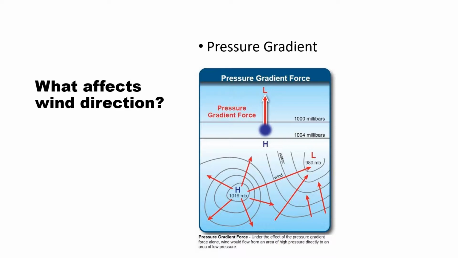High pressure has more air molecules and gets to be very crowded, meaning air molecules want a place to go that is less crowded. The greater the difference in air pressure, the stronger the winds, which gives us our strong Oklahoma winds.